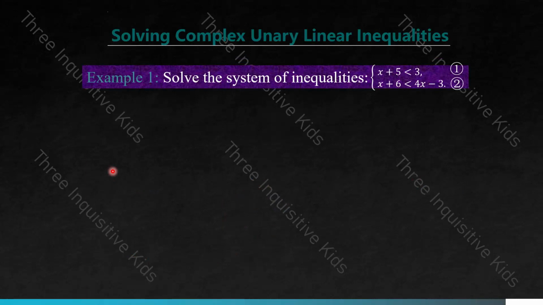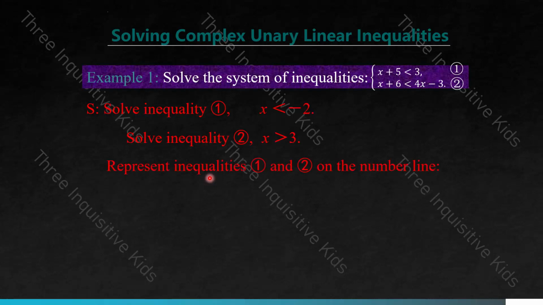Solving complex unary linear inequalities. Example 1. Solve the system of inequalities. Here we have x plus 5 is less than 3 and x plus 6 is less than 4x minus 3. Pause the video and use your knowledge of systems of inequalities from the last lesson in order to solve. So the first step is to always solve each individual inequality. After simplifying the first one, we have x is less than negative 2. After solving inequality number 2, we have x is greater than 3.